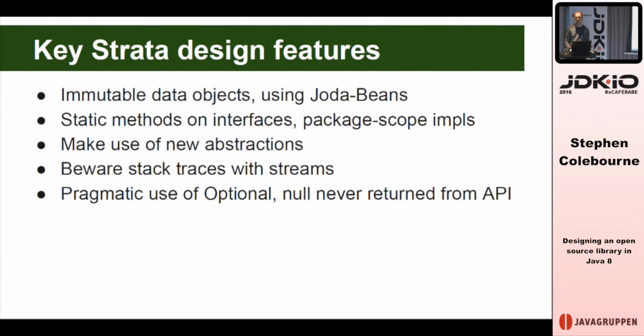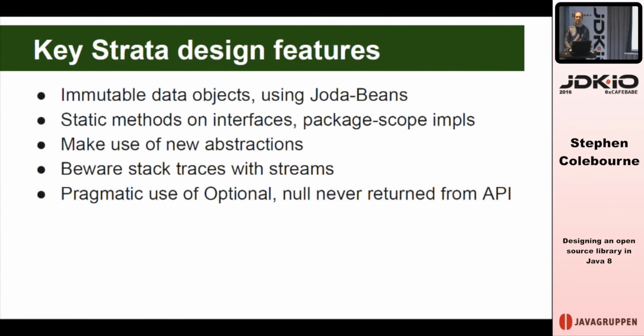And reviewing the Strata stuff, we have chosen to use immutable data objects everywhere, for which you need a tool like Joda-Beans. We use static methods on interfaces and package scoped implementations. We do make use of the abstractions, but we are careful around stack traces with streams, because they do get too big if you use them too high up the stack.